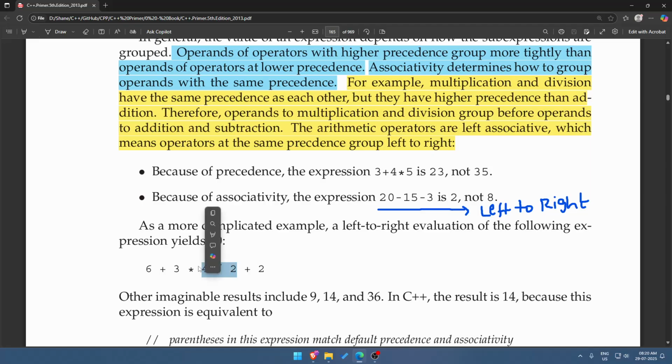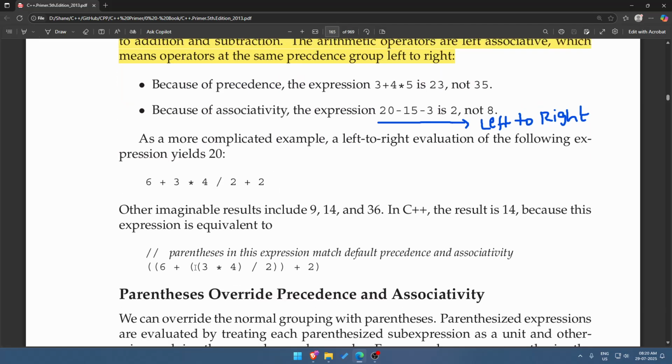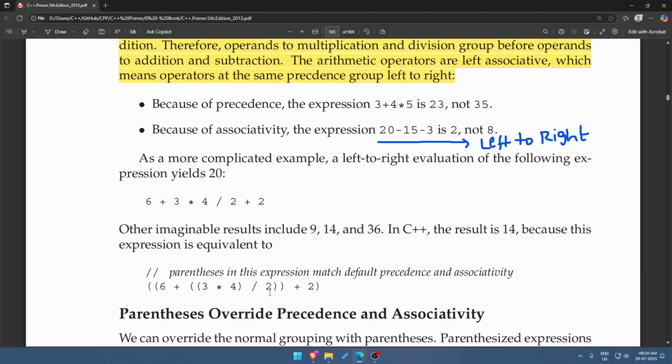This is 4, 2, 6. Another imaginable result is this. The result includes 9 and 14. In C++, the result is 14, because this expression is equivalent to this. That's what I thought, it should be 14.